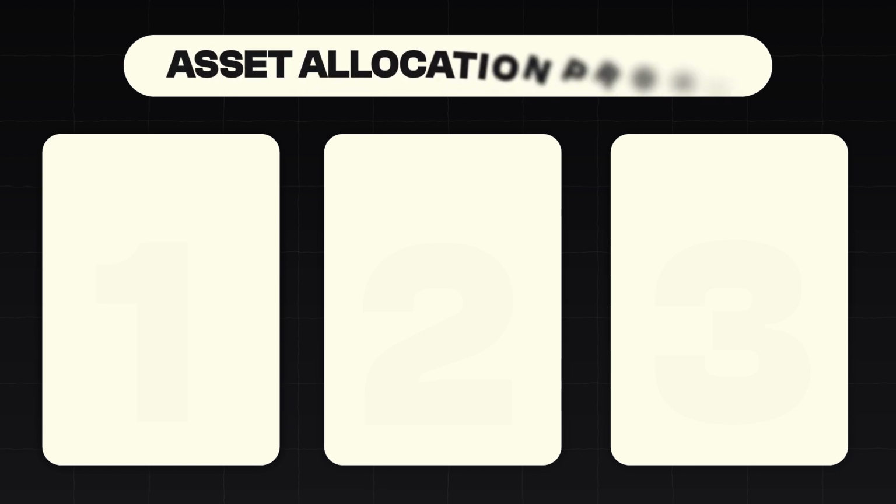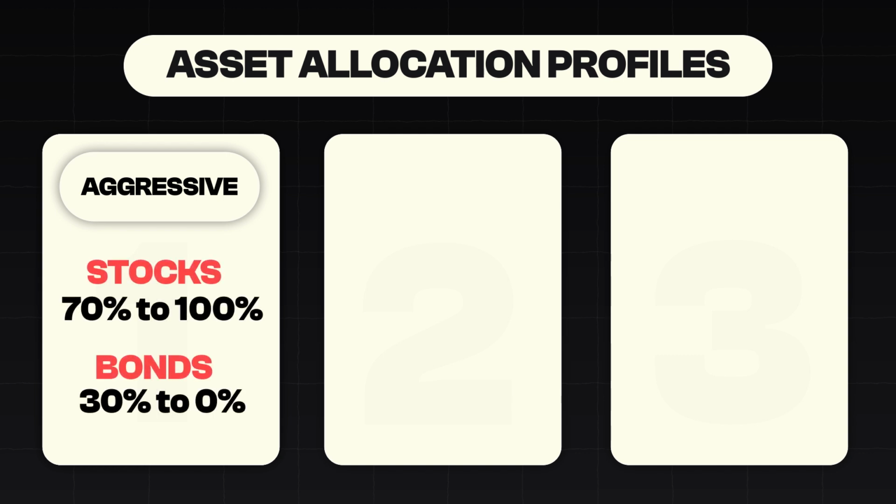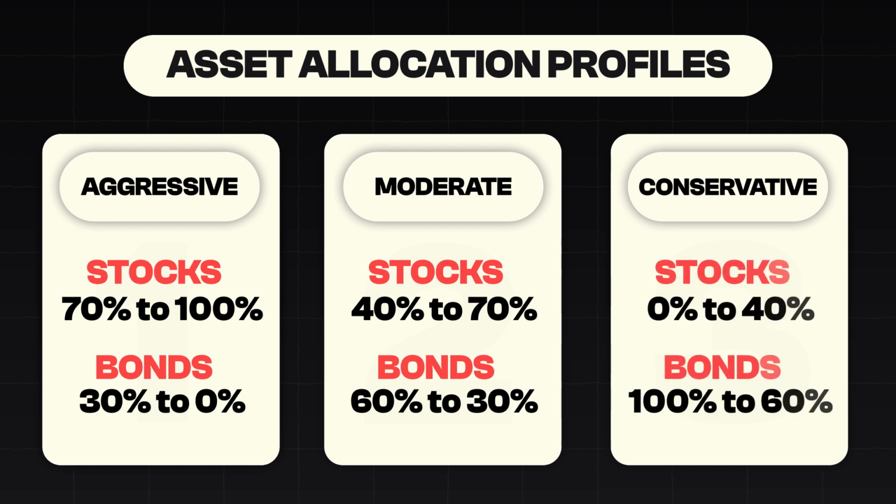Now let us talk about how to allocate your investments between stocks and bonds. There are 3 different asset allocation profiles that you can choose from. The first is aggressive allocation, where you invest 70 to 100% of your portfolio in stocks. The second is moderate allocation, where you invest anywhere between 40 to 70% of your portfolio in stocks. The third is conservative allocation, where you invest anywhere between 0 to 40% of your portfolio in stocks.